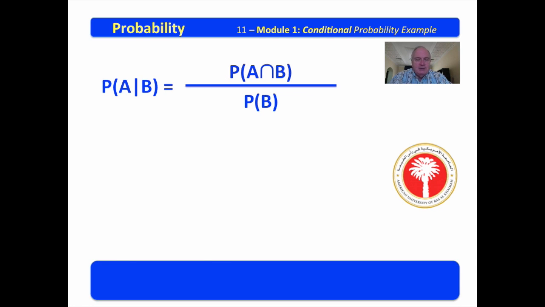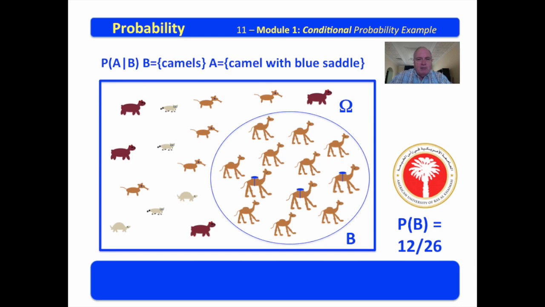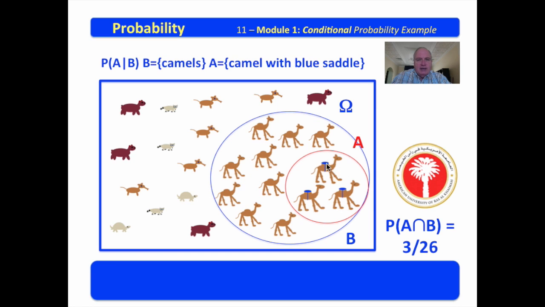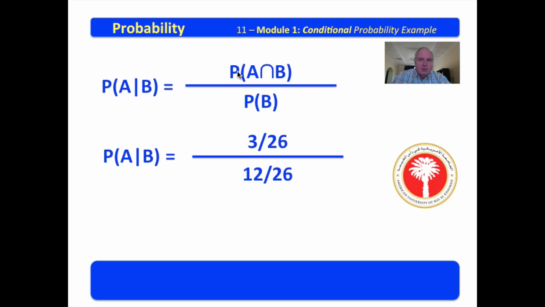Now, the other formula is that we take the probability of A intersect B, rather than the number in A intersect B, and divide it by the probability of B. So let's start out. What is the probability of B? Well, out of the entire collection of 26 animals in the universe, there are 12 that are camels, so the probability of selecting a camel is 12 out of 26. The probability of selecting a camel with a blue saddle out of the entire universe is 3 out of 26, so we would plug that into the formula. The probability of A intersect B is 3 out of 26. The probability of B is 12 out of 26.